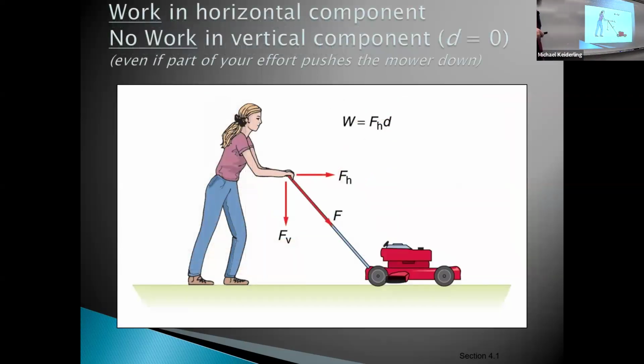Here, our force is not in the same direction as our motion. There are 2 ways you can approach this. You can either talk about the distance in the direction of the force or the force in the direction of the motion. We'll use the force in the direction of the motion. So here, the horizontal component does work. The vertical component does no work. You'll have a problem on your homework about this where they tell you the size of the components, and you need to figure out the work.